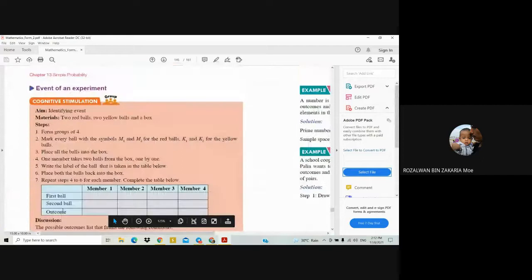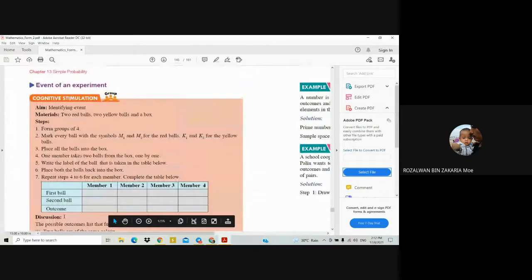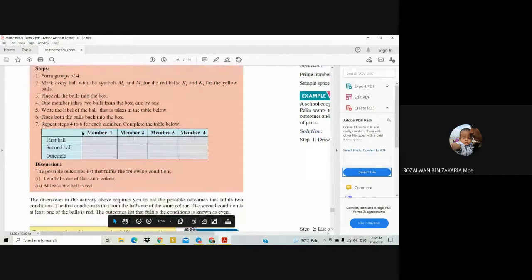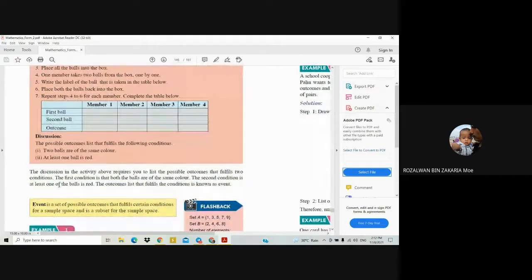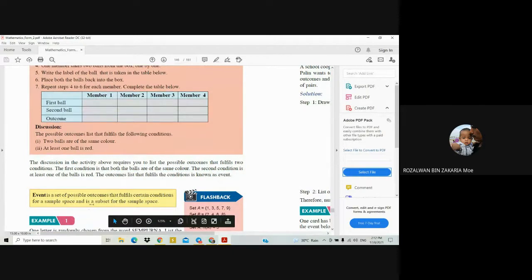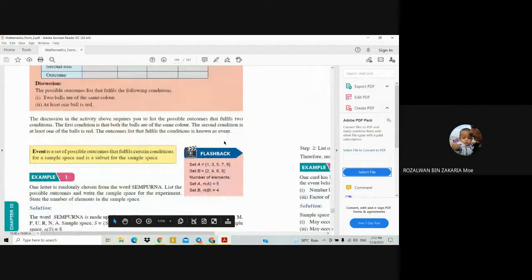All right, class. So the next one is the event of an experiment. An event is a set of possible outcomes that fulfills certain conditions for a sample space, and is a subset of the sample space. So please remember this one, what you already learned during Form 1.